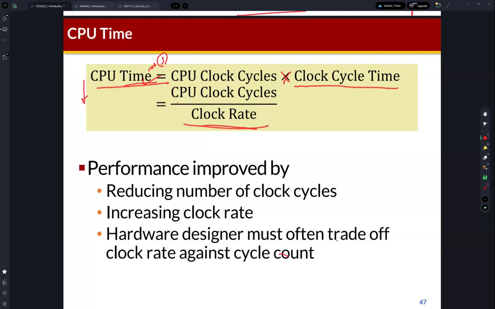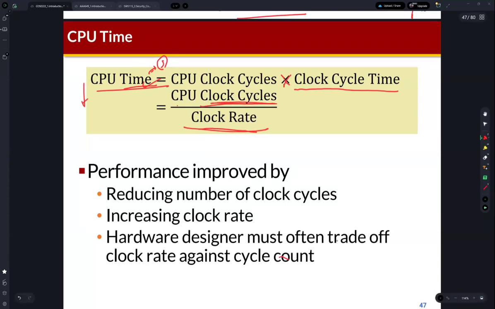We can reduce the clock cycles for running an application, or we can increase the clock rate. Clock rate is the clock frequency. If you study this equation, you can understand why clock frequency is important, and why people compare clock frequency to compare the performance of computer systems.